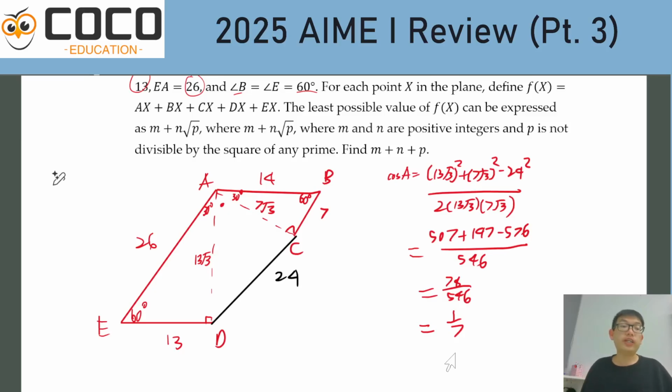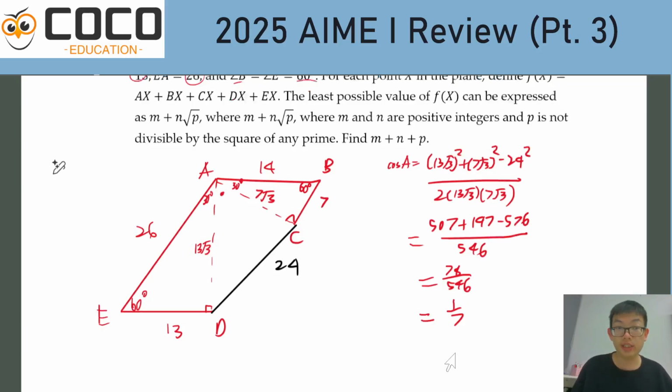So that means I could find all kinds of other lengths if I wanted to. For example, I could find CE, I could find BD, I could find BE. Let's just pause for a second and think of how I am going to relate it to AX, BX, CX, DX, and EX. Now, there's something that we don't often use, which I think can make sense here, which is Ptolemy's inequality.